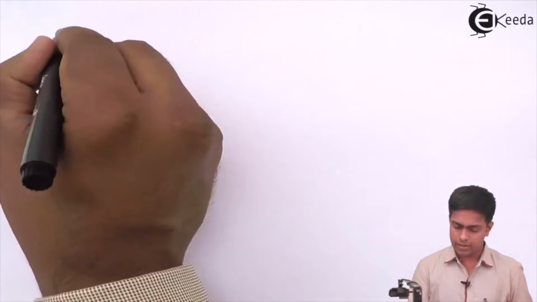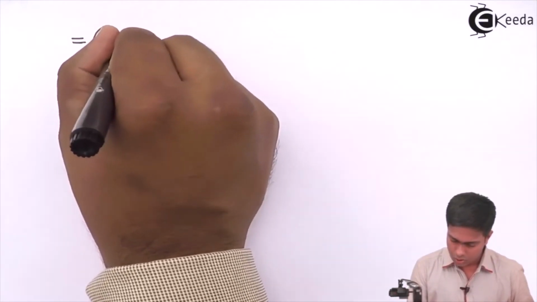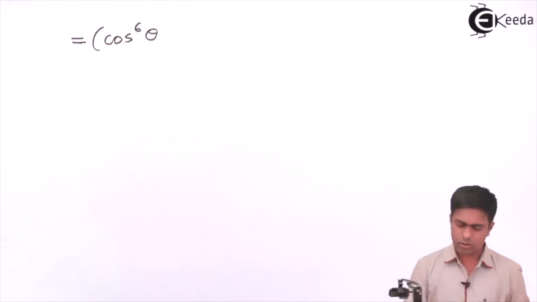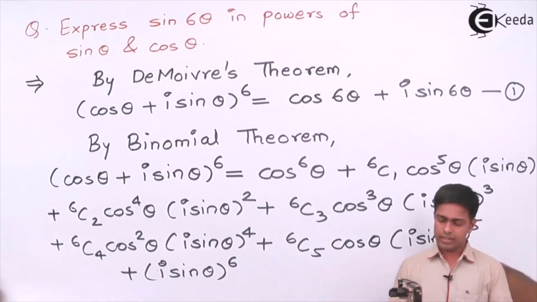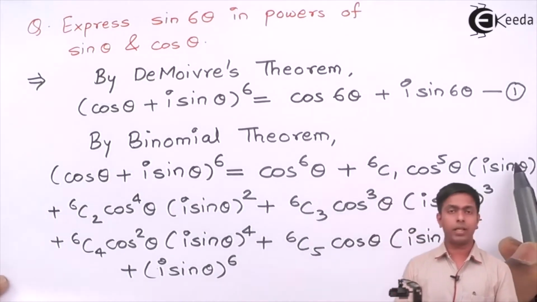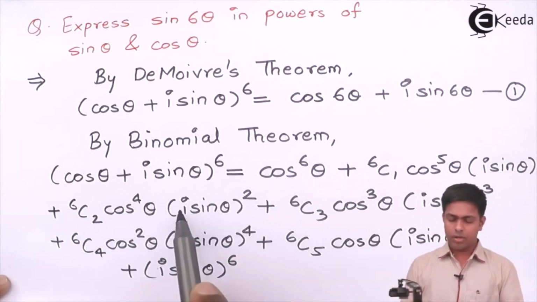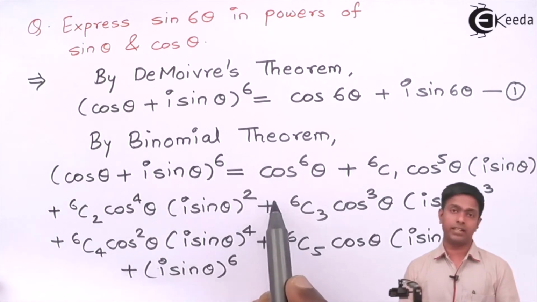So here we will get cos raised to 6 theta. So this is the real term. Now if you see the second term, there is an imaginary term i, so this becomes the imaginary term. Third term, here i square will be -1, so this will become again a real term.